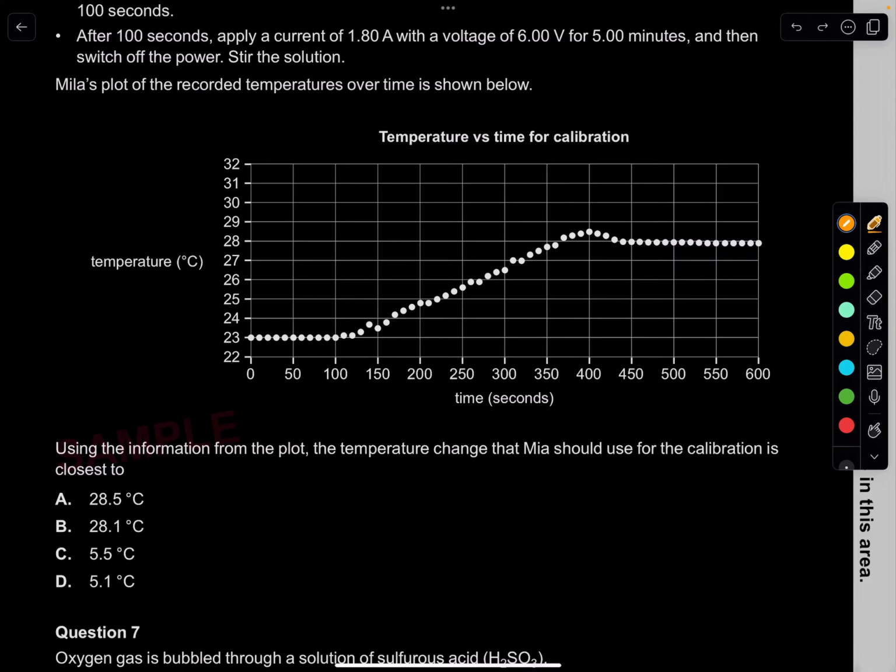Now, if it was perfect insulation, with no energy loss, it would have been constant from right there over there. But we can see that there's actually energy loss here. And then there's constancy here, which is perfect. So calculating the temperature change that will be used for calibration is quite easy.